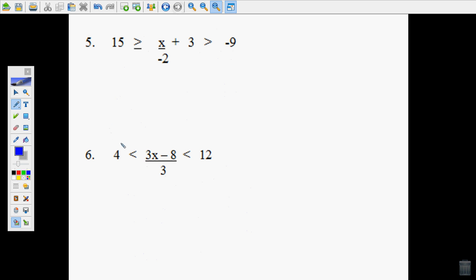Okay, let's look here at number 5. Number 5, we have 15 is greater than or equal to x over negative 2 plus 3, which is greater than negative 9. So again, we want to think about solving this just like we would if there was only one inequality here. So if that was our own inequality, what would you do first?